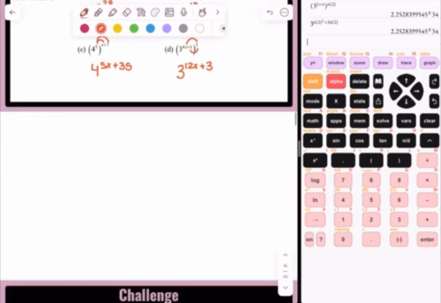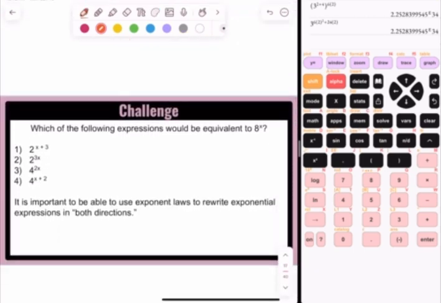And let's look at this challenge problem. Which of the following would be equivalent to 8^x squared? Okay, let's look at all these. 2^(x+3). Which one is equivalent to 8^x? Well, here, 2 to the third is equal to 8. 4 to the second, that would be 16^x. So I don't think it's this one. And then I don't think it would be 1 or 4.